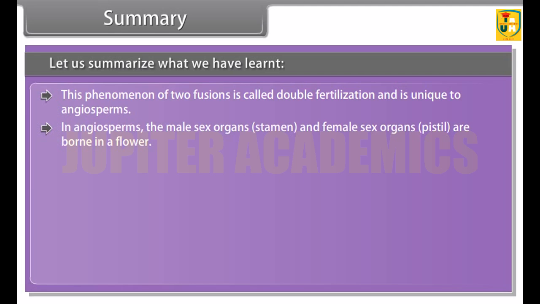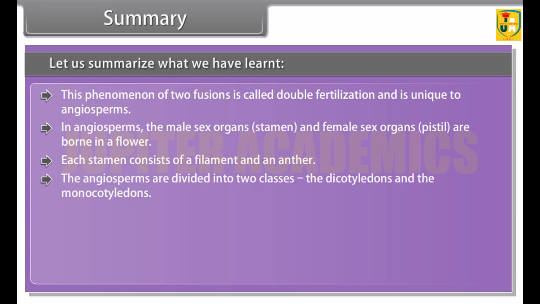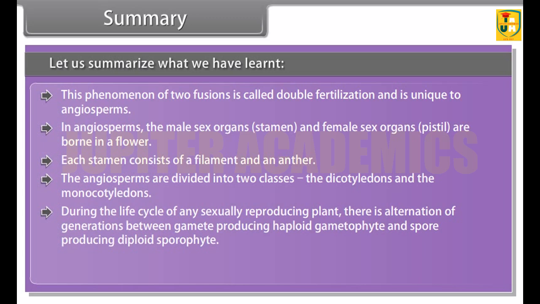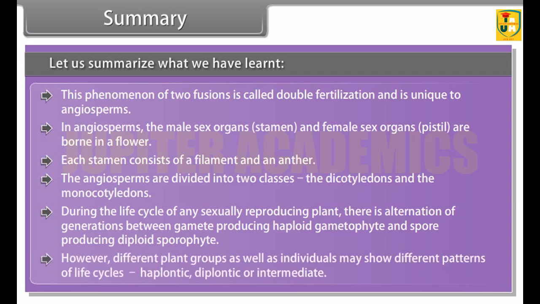In angiosperms, the male sex organs stamen and female sex organs pistil are borne in a flower. Each stamen consists of a filament and an anther. The angiosperms are divided into two classes: the dicotyledons and the monocotyledons. During the life cycle of any sexually reproducing plant, there is alternation of generations between gamete-producing haploid gametophyte and spore-producing diploid sporophyte. However, different plant groups as well as individuals may show different patterns of life cycles: haplontic, diplontic or intermediate.